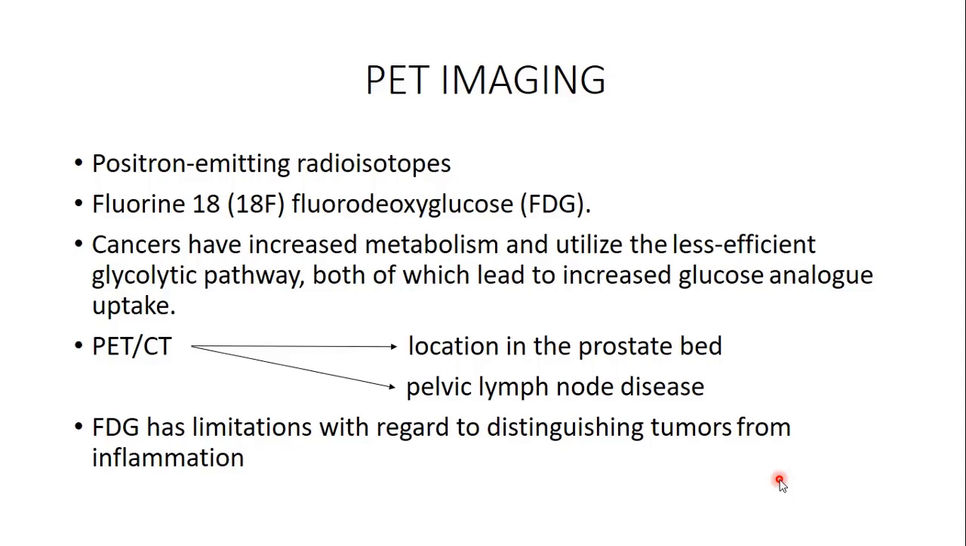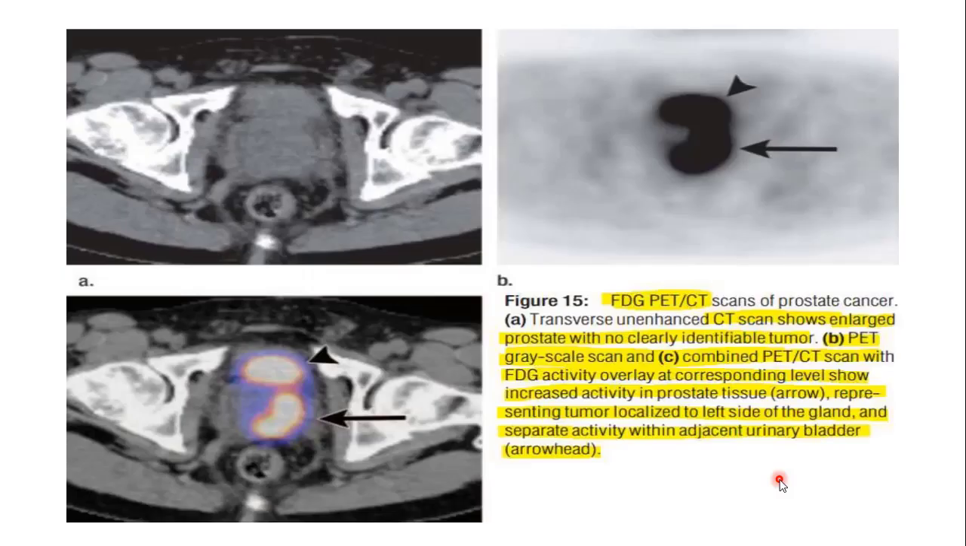On PET-CT, it provides us information about the location of the tumor in the prostate bed. Moreover, it also gives information about the involvement of the pelvic lymph nodes. FDG has limitations in this regard because it is sometimes confusing in case of inflammation in the gland. So scientists are now working on developing new radiotracers which will improve this imaging technique.